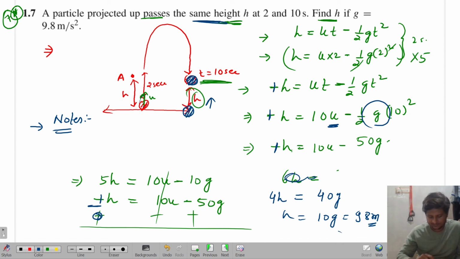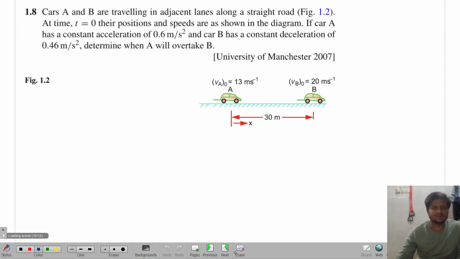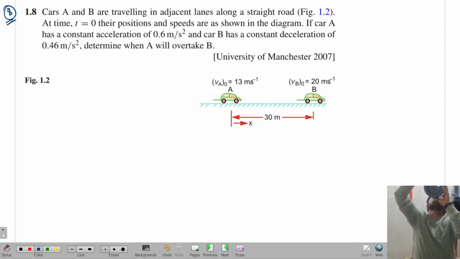Any more questions? Still 5 minutes time is there. 5 to 10 minutes. No, sir. Eighth, solve it. Solve this. I told you, I'll make you a JEE Advanced guy.